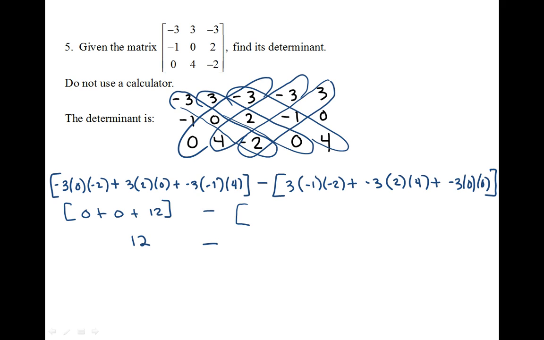So this will equal 3 times 2 is 6. That's positive. Plus 4 times 2 is 8, 8 times 3 is 24, plus negative 24, plus 0.